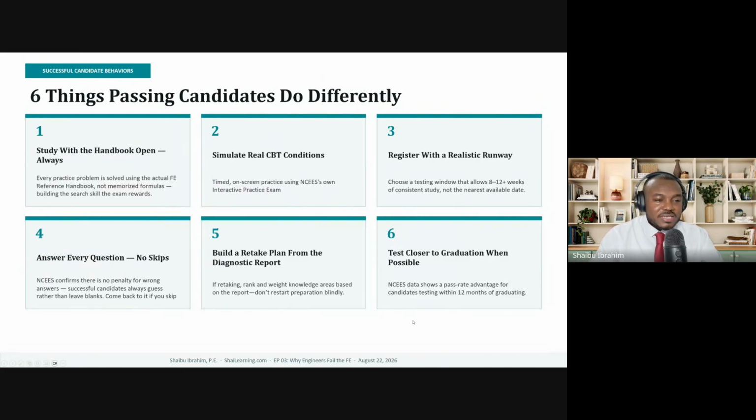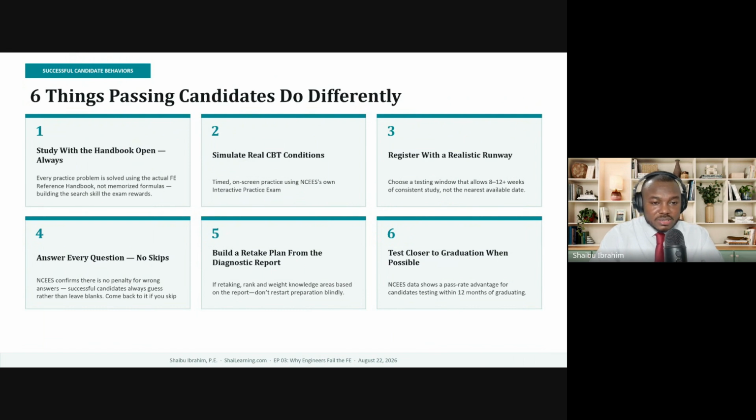Okay, number 2 is you need to practice with the computer-based testing conditions. You have a timer on the screen. You can see the time ticking down. And then also you have your questions and answers. You answer the question and proceed that way.